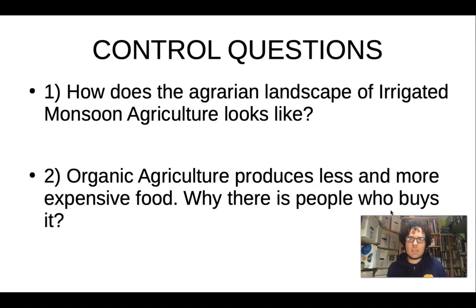Las preguntas de control que tenéis que contestar son las siguientes. How does the agrarian landscape of irrigated monsoon agriculture look like? And the second one is, organic agriculture produces less and more expensive food than the industrial agriculture. Why is there people who buy it? Contestarlas por favor en Aules.